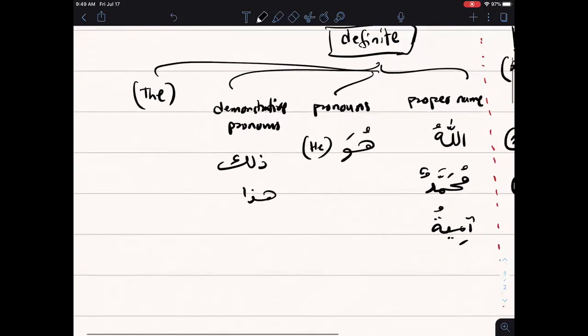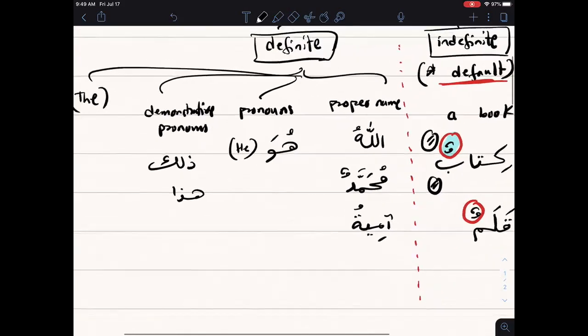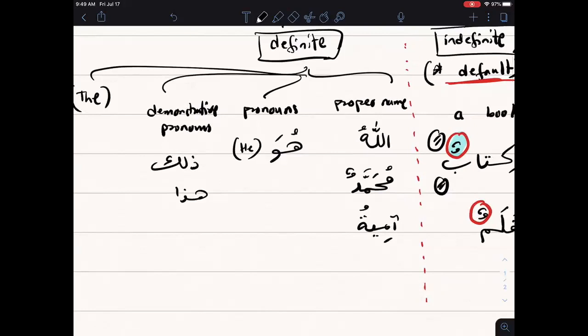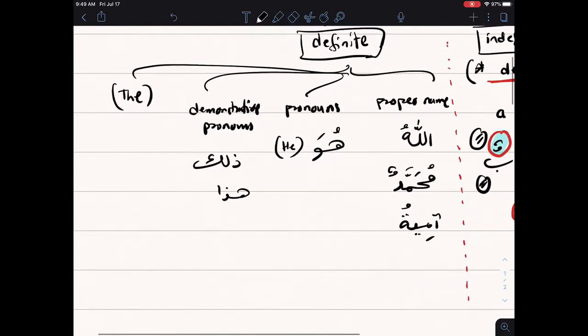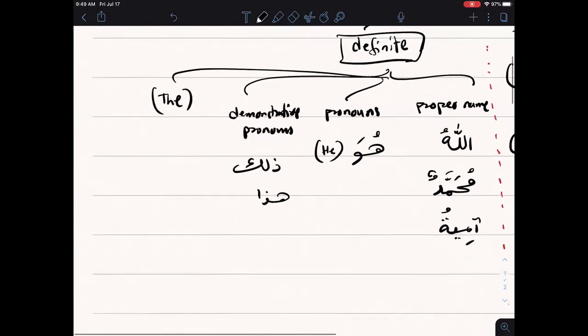So these parts are clear so far, right? We understand the proper name should be definite, pronouns are definite, and the demonstrative pronouns are definite. So these are pretty obvious in some perspective.